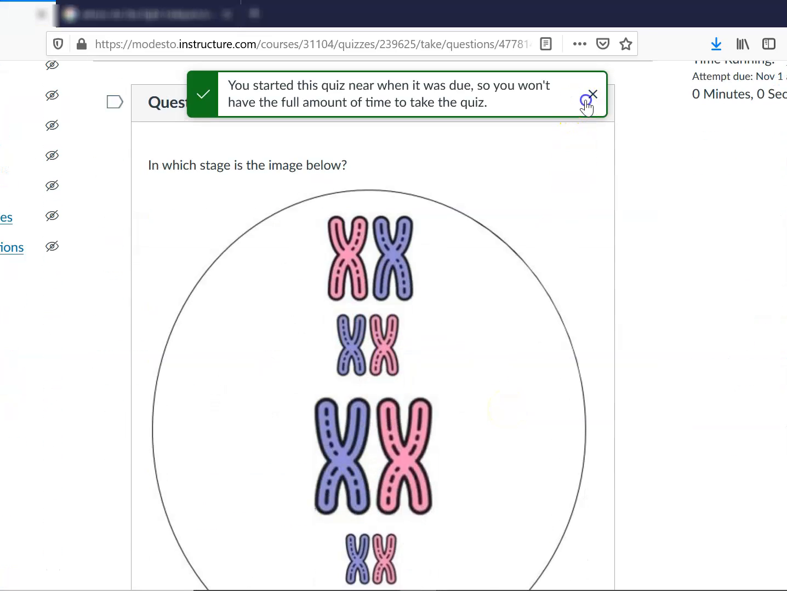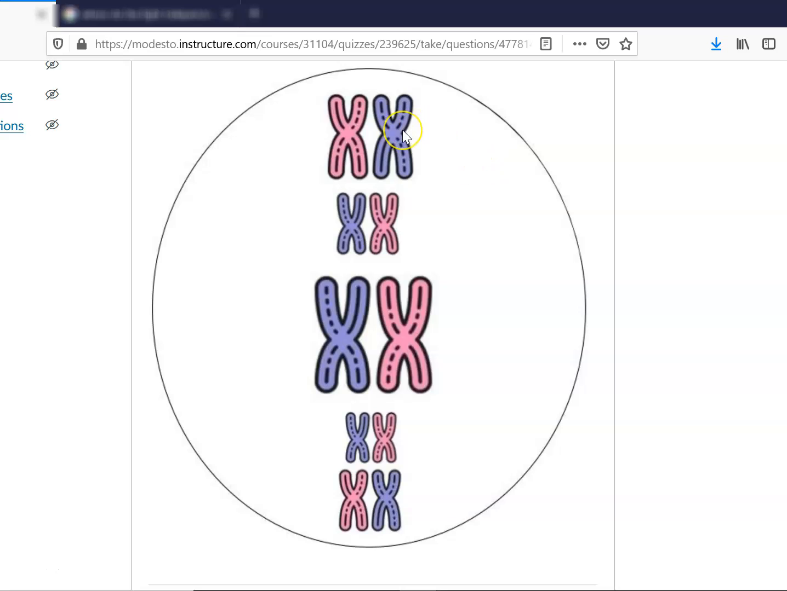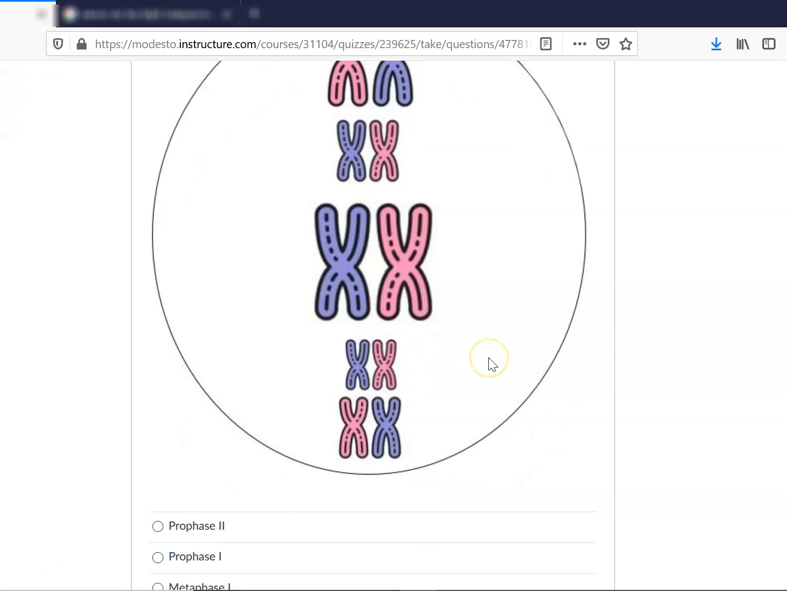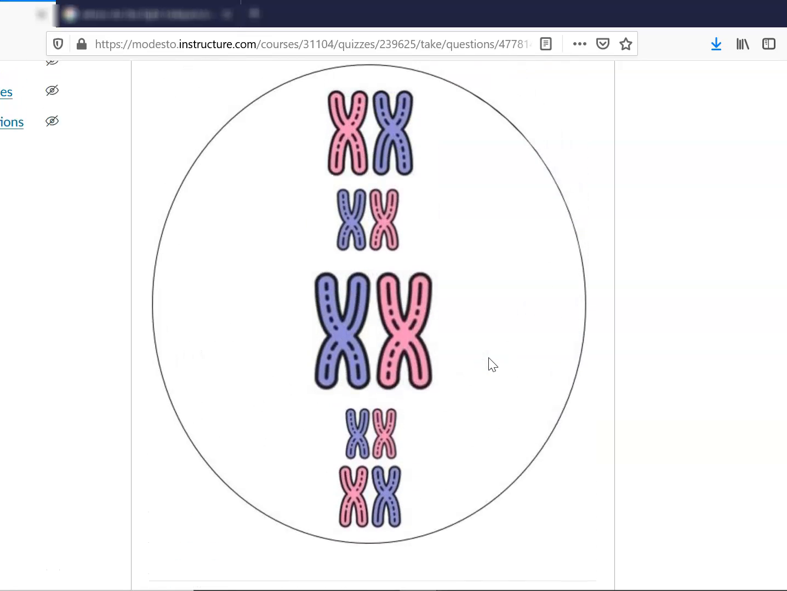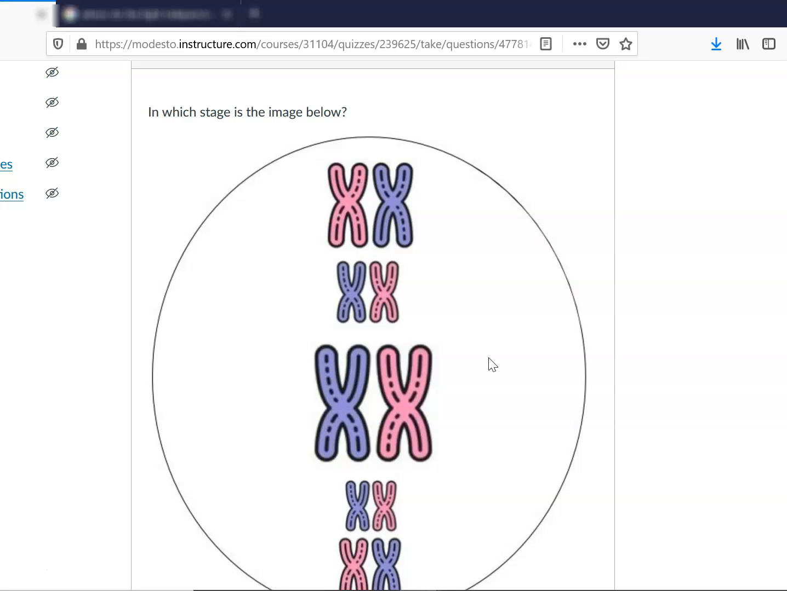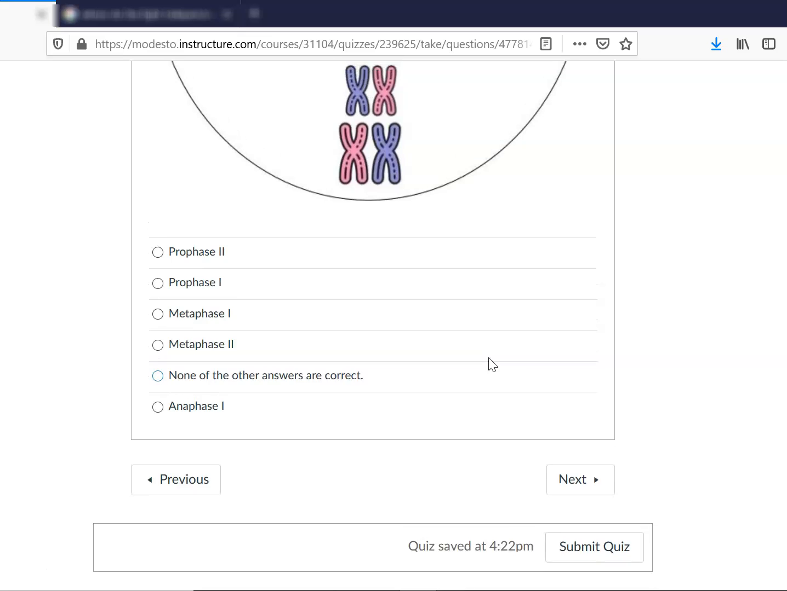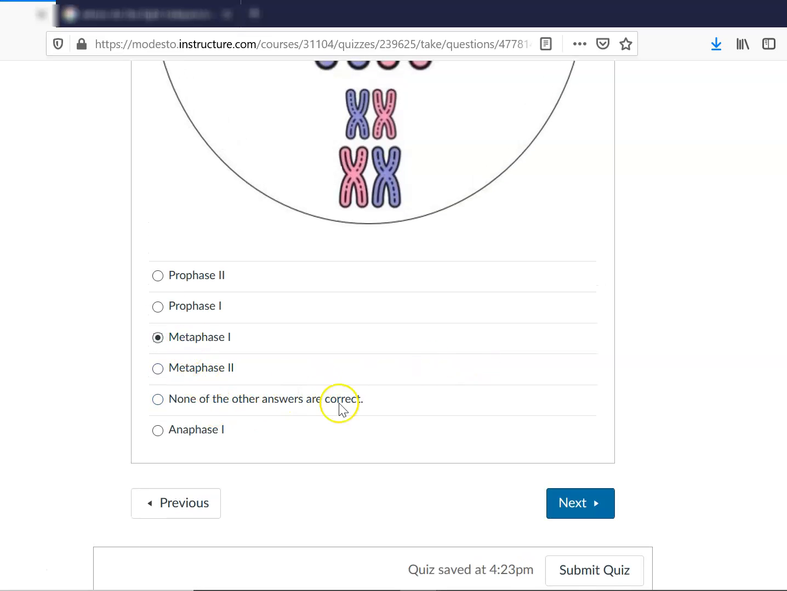In which stage is the image below? Well, you can see that you have your homologous chromosomes. You can see they've got some independent assortment activity going on where the different colors are lining up in different places. By the way, chromosomes don't actually have colors like this, but it's good for demonstrating maternal and paternal pairs. But this looks like metaphase. And since we have both homologous chromosomes, I'm going to call this metaphase 1.